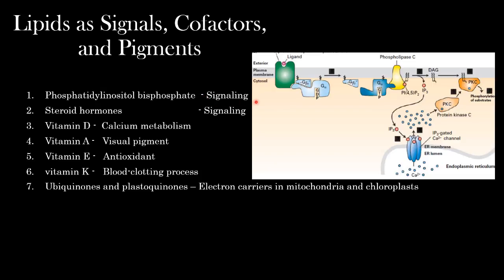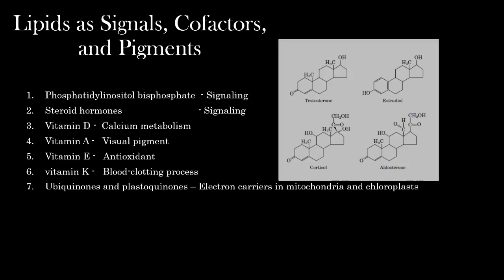Next example is steroid hormones. Steroid hormones are derived from sterols and they serve as powerful biological signals. Examples are testosterone, a male hormone produced in the testes, and estradiol, a female hormone produced in the ovaries and placenta. Next are corticosterols and aldosterols. Both are synthesized in the adrenal gland, and the corticosterol takes part in glucose metabolism and aldosterol will take part in salt excretion. So that's about steroid hormones.